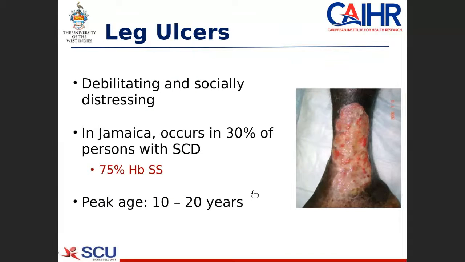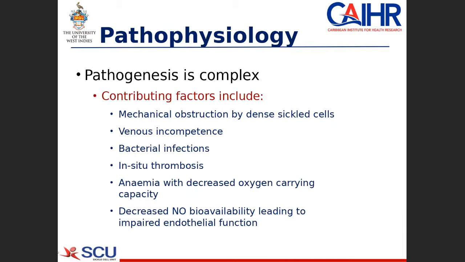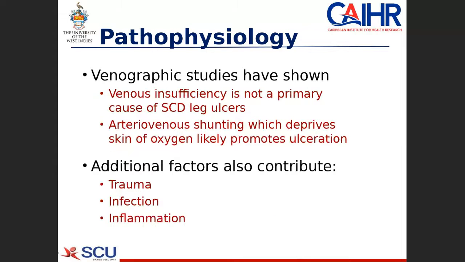Leg ulcers. Imagine having that sore on your leg for years. So you could appreciate that it is a distressing condition. It occurs in about 30% of persons who have sickle cell disease. The majority of them will have SS, and the peak age is anywhere from 10 to 20 years. The pathophysiology of leg ulcers is very complex, so there are a number of contributing factors. There is vaso-occlusion, venous incompetence, infection, chronic anemia, and also, at a cellular level, there's the whole issue of decreased nitric oxide bioavailability and impaired endothelial function.